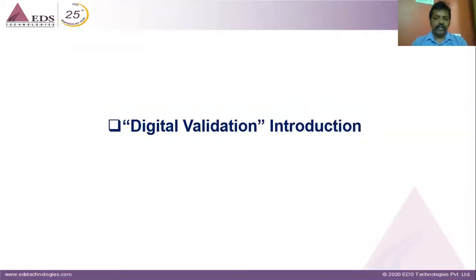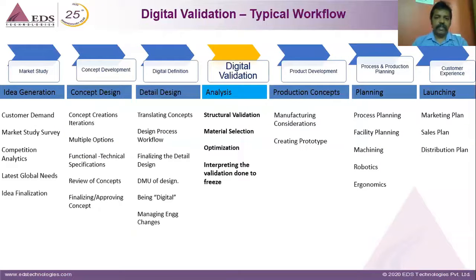So digital validation introduction. We are in this digital validation stage, where our concentration will be on structural validation, material selection, optimization, and then interpreting the validation done to freeze the final model. Once we do this, the next stage is production concepts, where manufacturing comes into the picture. All the stages earlier to digital validation are where you do everything in a digital format. You also try to validate in the digital format itself.